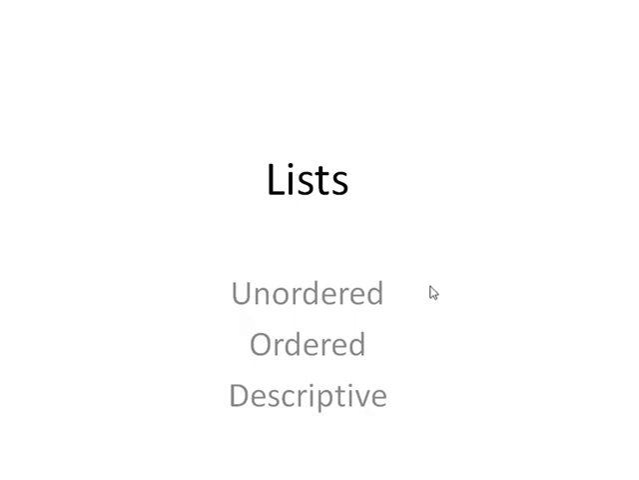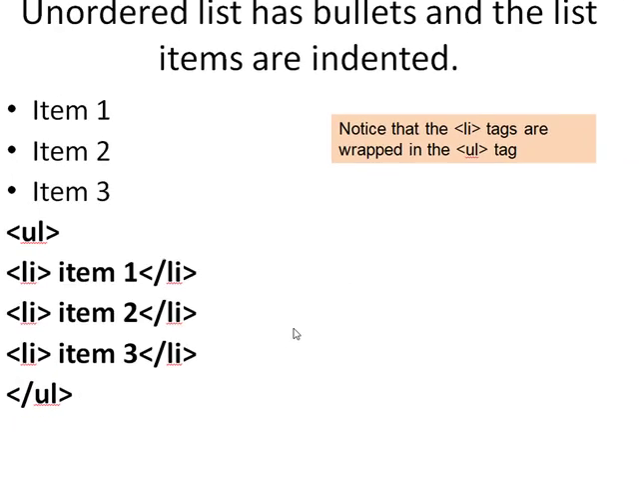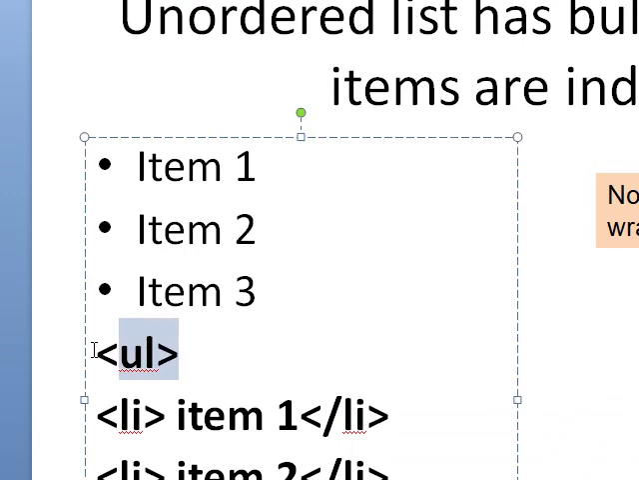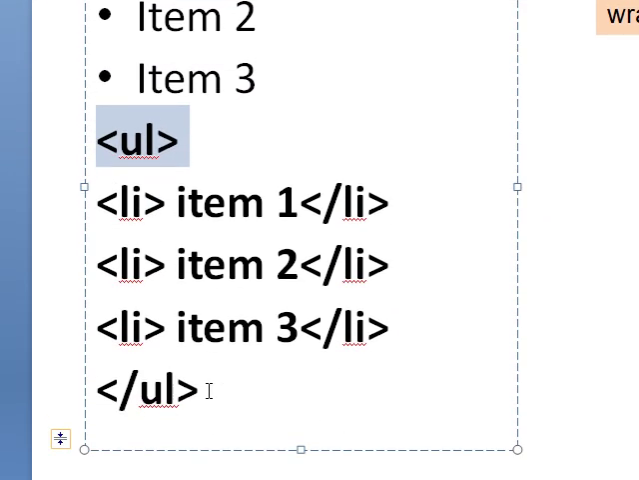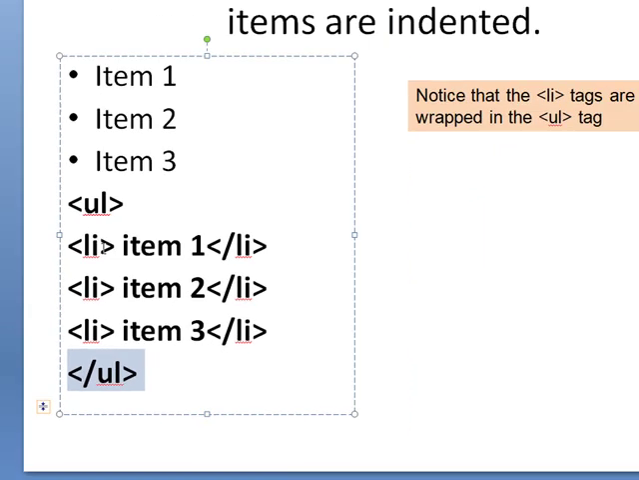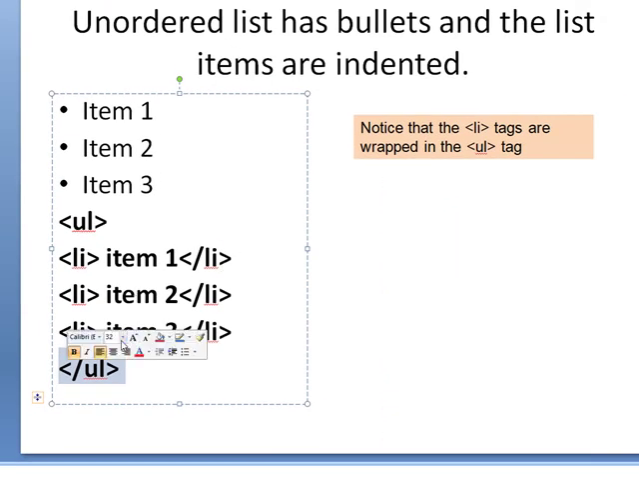So there are three types of lists to talk about first before we get into the CSS: unordered, ordered, and descriptive lists. The unordered list allows you just to have bullets, and we can use CSS to get rid of that. The way an unordered list works is first you wrap it in the UL for unordered list tags, and then each individual item is wrapped in the LI tag, open LI, closing LI.